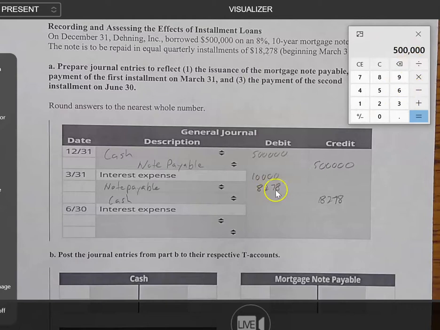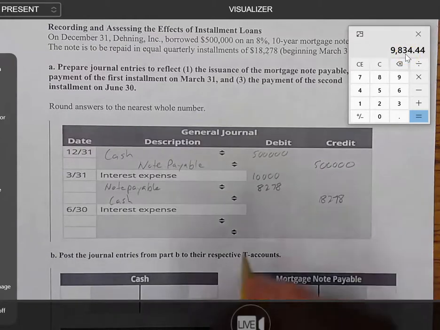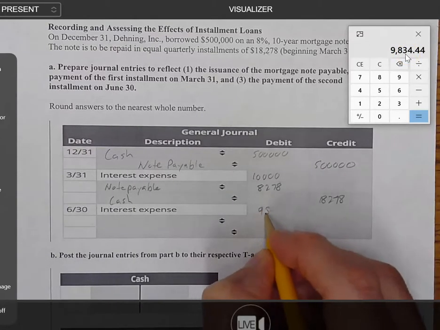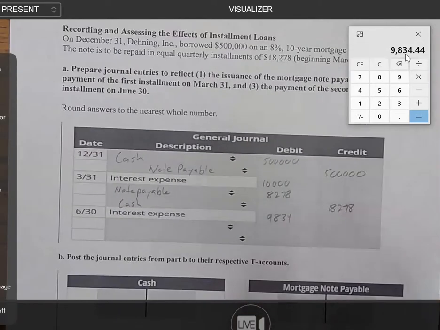But now we need to reduce that by the reduction to the note payable that we had on March the 31st. So I'm going to subtract 8278. So that's my carrying amount, and then I'm going to multiply that amount by 2%. Okay, and that's going to give me 9834. We're going to round down to 9834.